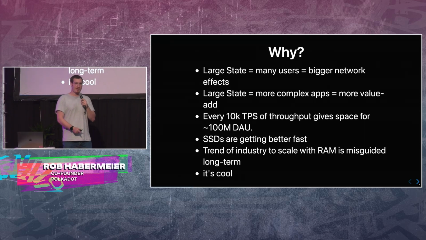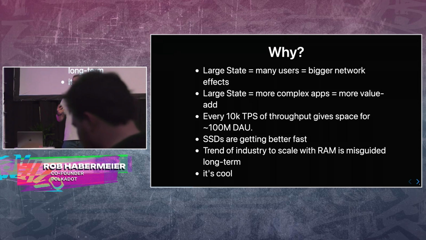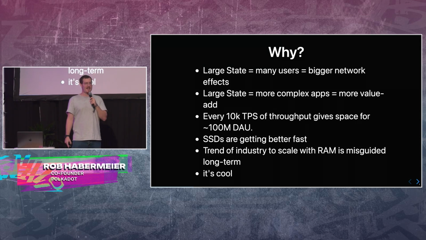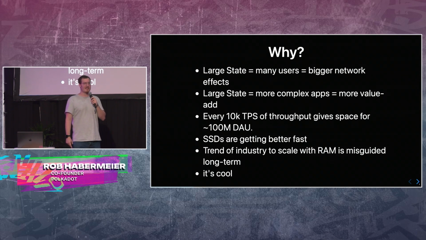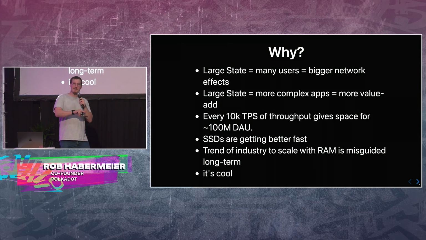But throughput, I'd say you need around 10,000 transactions per second to get 100 million daily active users. That's around 850 million transactions a day. So you need a few tens of thousands of transactions per second, but you don't really need 100,000 or 200,000.